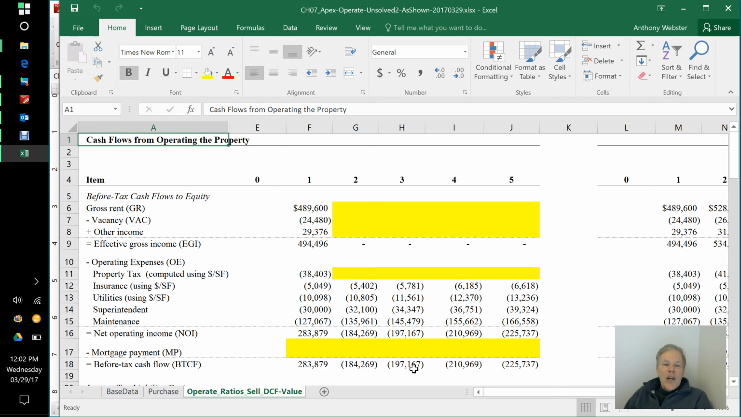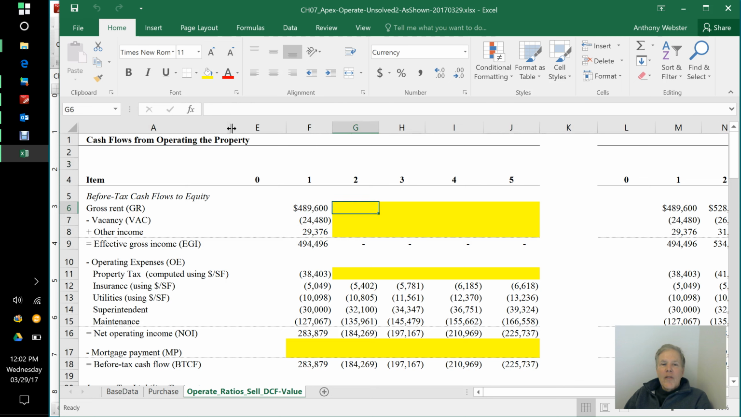Okay, so I'm in the Chapter 7 spreadsheet on the operate ratios cell DCF value page. And I'm going to start right up at the top. And the first thing I want to do is compute the effective gross income for years 2, 3, 4, 5. And remember, for year 1, we have already done that for the cap rate based purchase.